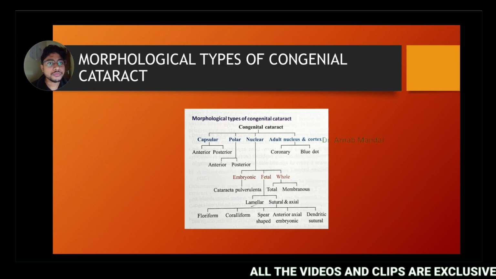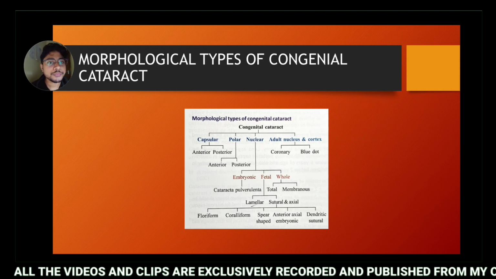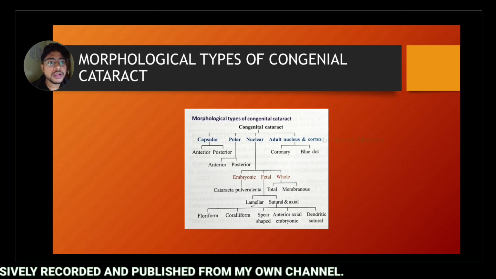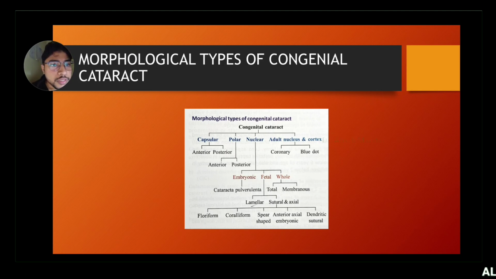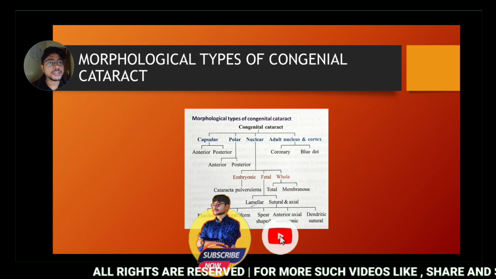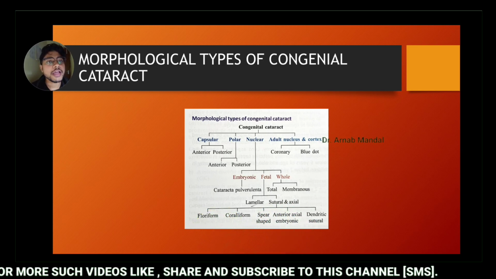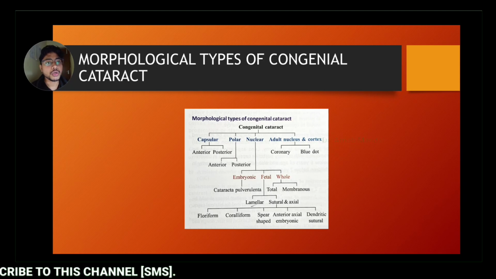In the embryonic part we can see cataracta pulverulenta. In the fetal type there is lamellar and sutural as well as axial. In this sutural and axial, again there are 5 types, which are floriform, coralliform, spear shaped, anterior axial embryonic, and dendritic sutural. In the whole nuclear cataract there are total as well as membranous cataract. In the adult nucleus and cortex we can see a coronary as well as a blue dot.